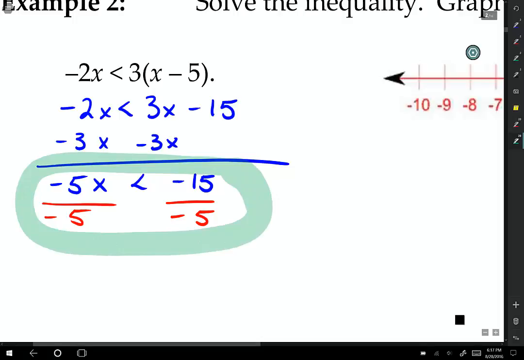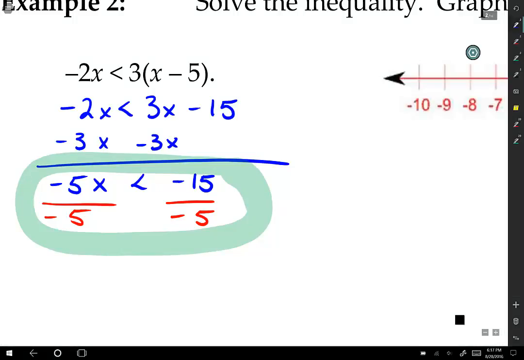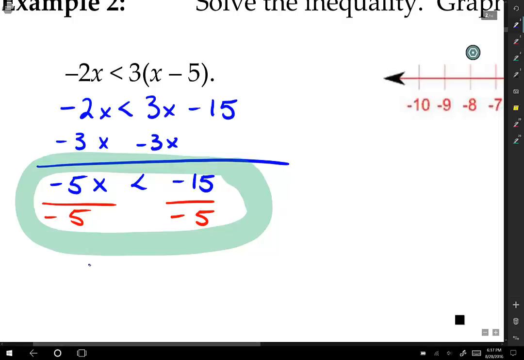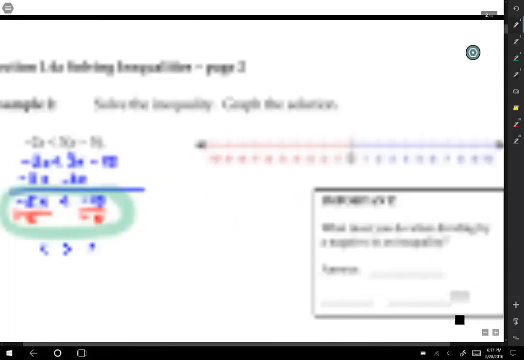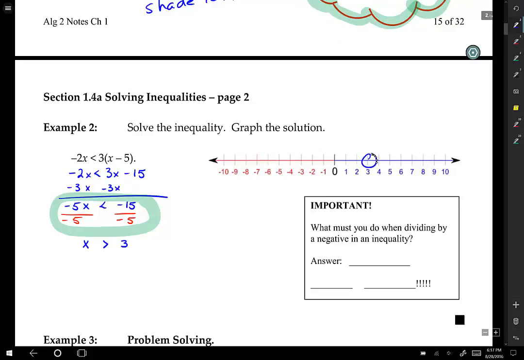Hopefully you remember at this point there's something very important that happens when you divide by a negative. And hopefully what you realize is dividing by a negative simply means you change the inequality from less than to greater than. So my answer is x is greater than 3. We come over here and we're going to graph this, open circle on 3, and we're going to shade everything to the right.